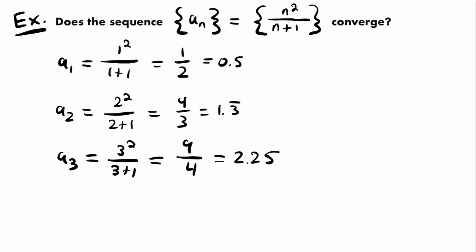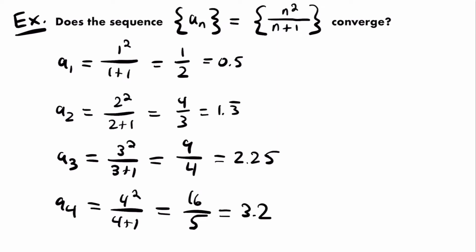And then let's do one more term. a sub 4 is equal to 4 squared divided by 4 plus 1, and that is equal to 16 fifths, which is equal to 3.2. All right, and so those are the first 4 terms of our sequence, and so let's see if we can identify a pattern within our terms. We have 0.5, then 1.3 repeating, that's greater than 0.5, then we have 2.25, that's greater than 1.3 repeating, and then we have 3.2, which is greater than 2.25.